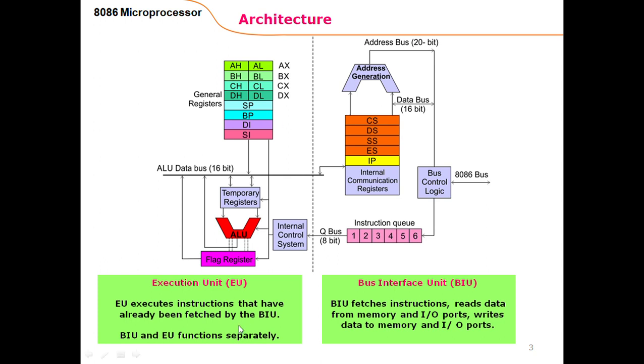Bus interface unit and execution unit can function separately and independently. For example, while the execution unit is busy executing an instruction, the bus interface unit at the same time is busy fetching or loading the next instruction to be executed after the instruction currently being executed. This concept is normally called pipelining, and the microprocessor can execute or process two instructions simultaneously.